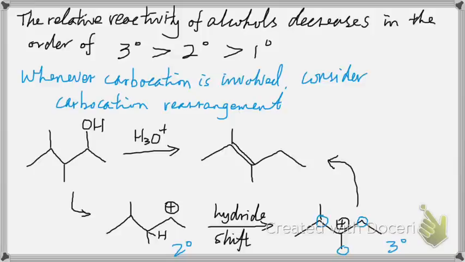So again, a carbocation is involved. So this is the E1 mechanism. And the tertiary alcohol favors the E1 mechanism. Or if we can rearrange the carbocation to give a tertiary carbocation, that reaction favors the E1 mechanism.